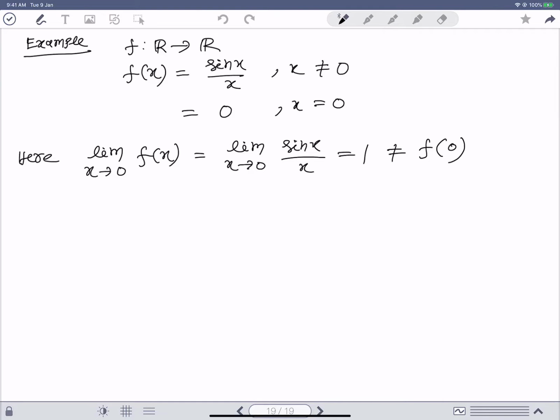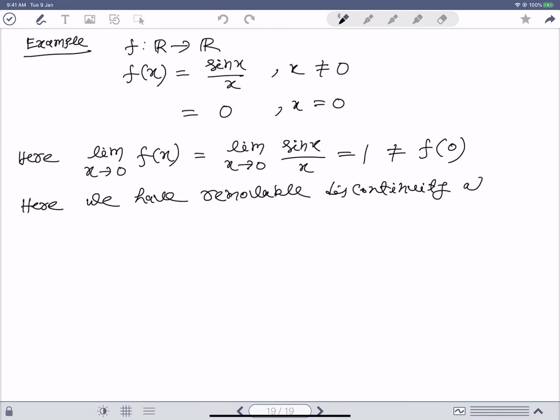Now this is called removable discontinuity at x equal to 0.